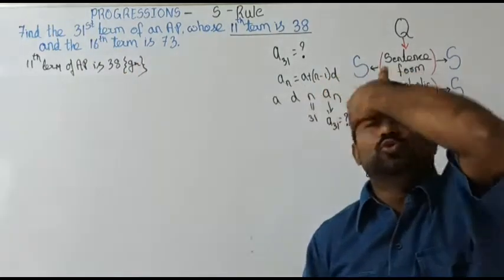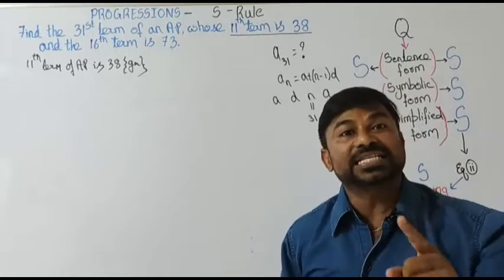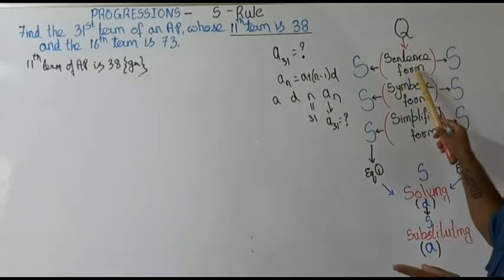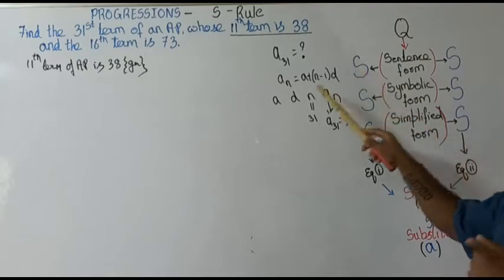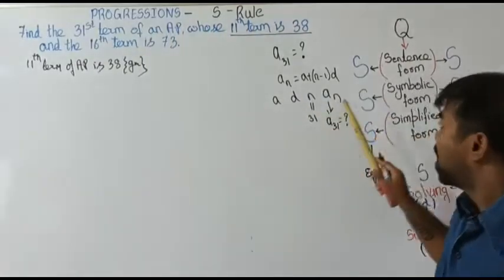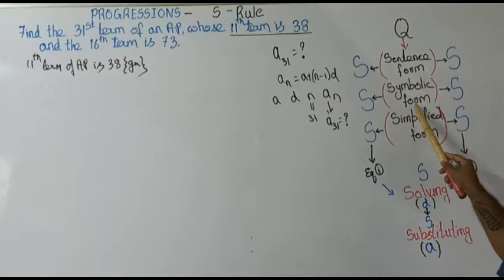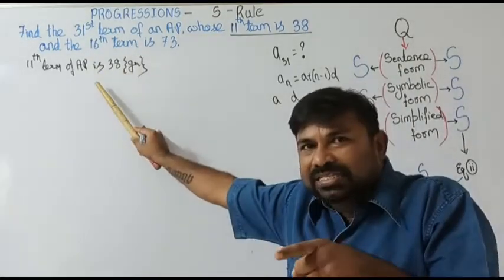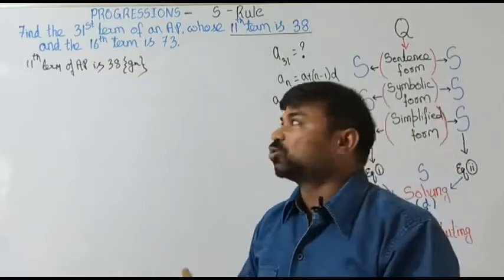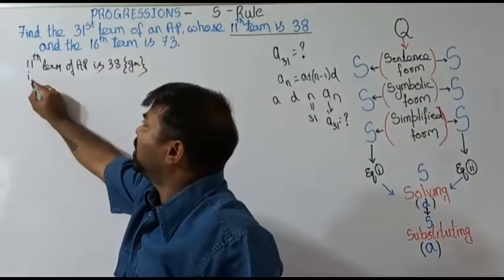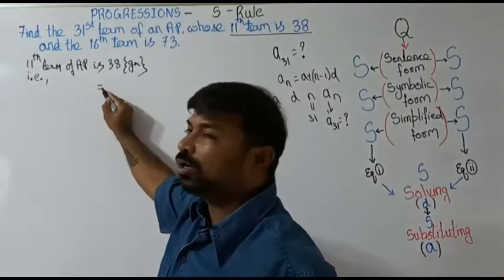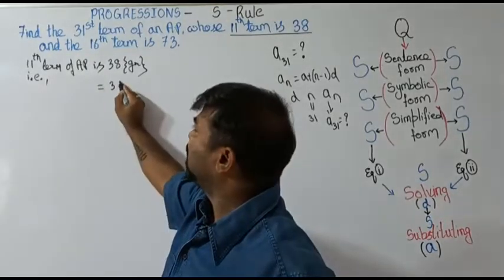What did I do? I picked the sentence from the question. From the question, the first sentence form, that is the first S. I picked it. The next one. After the first S, what is the next one? Symbolic form. How to convert the sentence into symbolic form? Let's go for that one. I like to write that "is" means equals. Very good. 38 means 38.